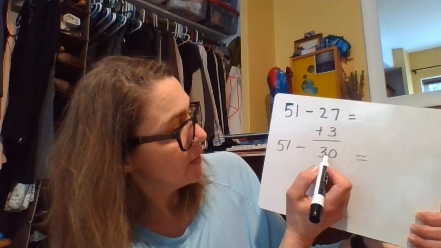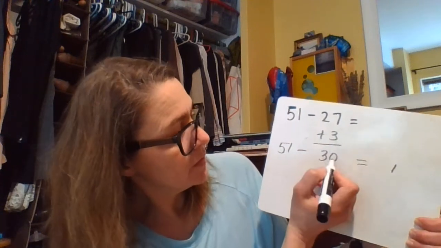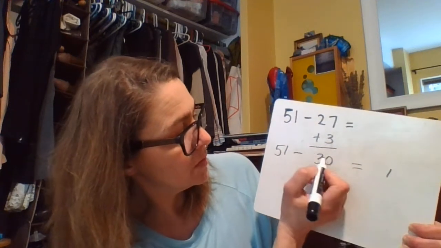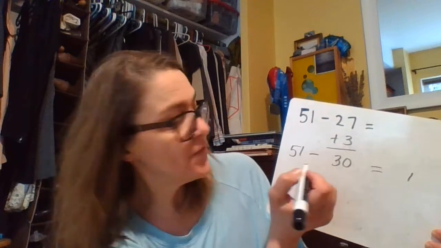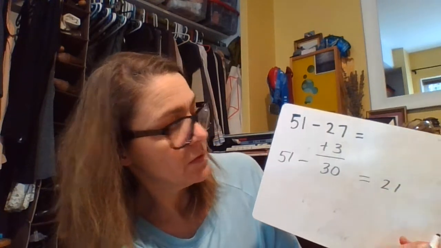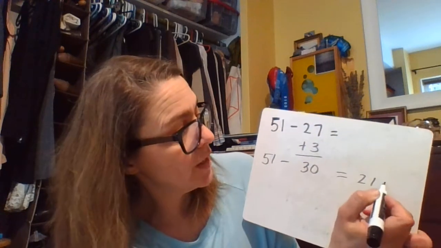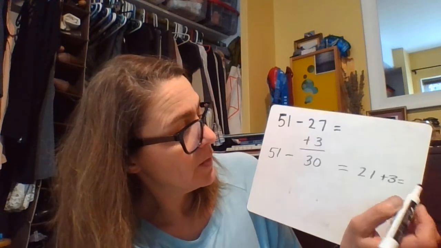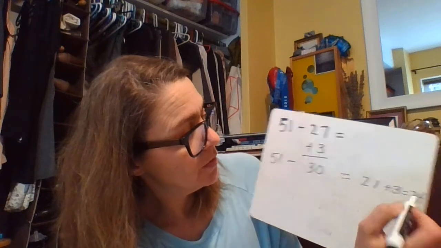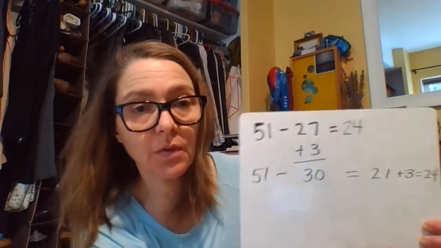Okay, so 51 minus 30, you're going to do a 1 in the ones place, because 1 minus 0 is 1. And then 50 tens minus 30 tens is 20 tens. So what you did here is you added 3, so you're going to have to add 3 here. And now you have 24. So that means that 51 minus 27 is equal to 24.